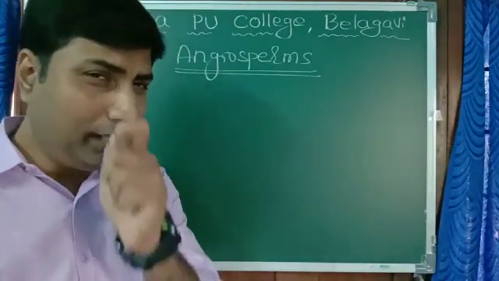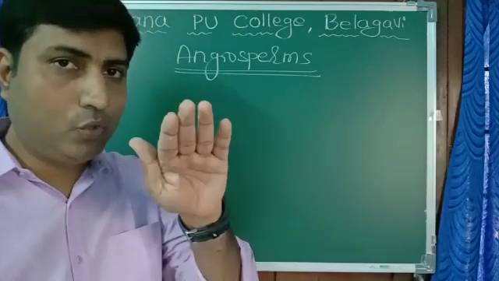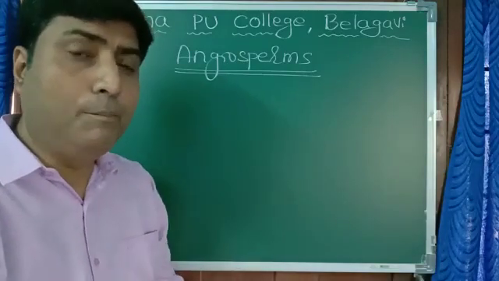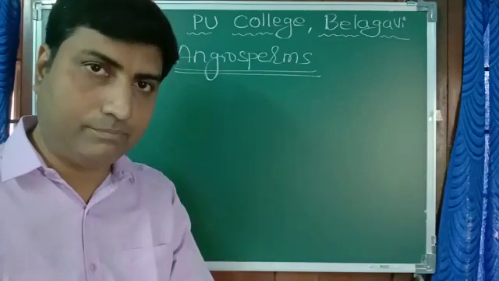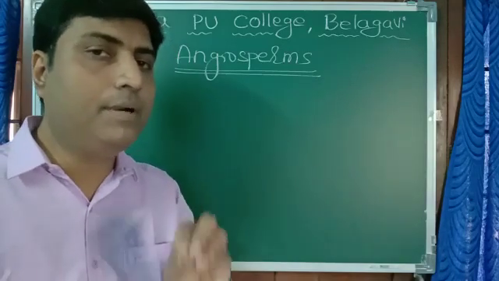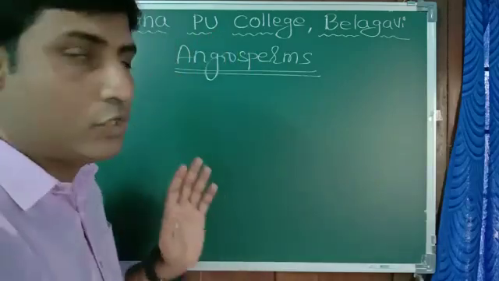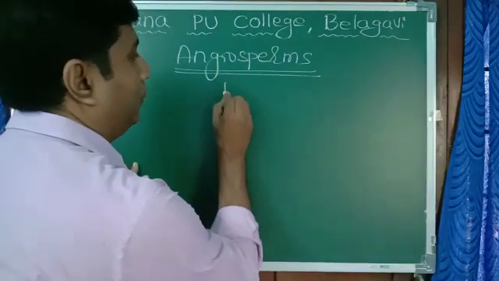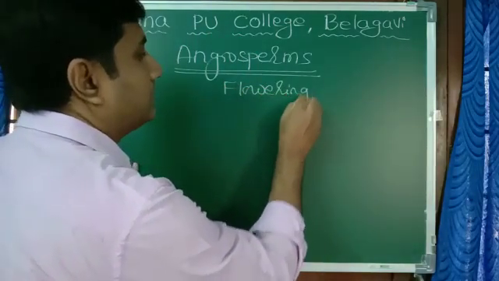Already I gave you a brief introduction about angiosperm. Now we will enter into a detailed study of angiosperm. Angiosperm is the most developed member of the plant kingdom, and the least developed member of the plant kingdom is algae. Again, I'll repeat the same thing. They are flowering plants. They produce flowers.